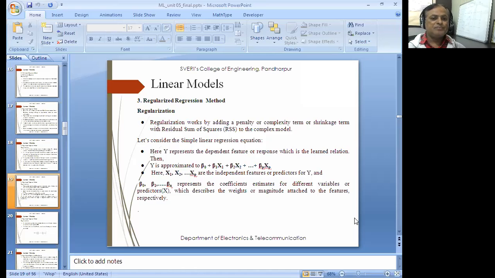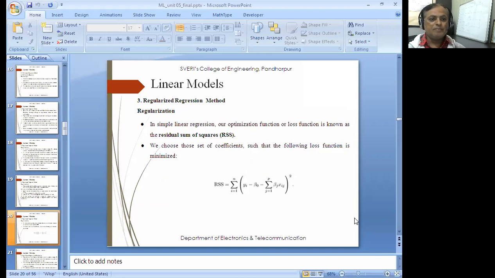So how is that done? The equation goes like this: Y is represented as beta 0 plus beta 1 x1 plus beta 2 x2 up till beta p xp, where x1 to xp are the independent features, whereas beta 0 to beta p represent the coefficient estimates for the different variables or predictors x. So there are two things in this. X is the independent feature, whereas beta are the coefficients for the different variables, which describe the weights or magnitude attached to the features respectively.